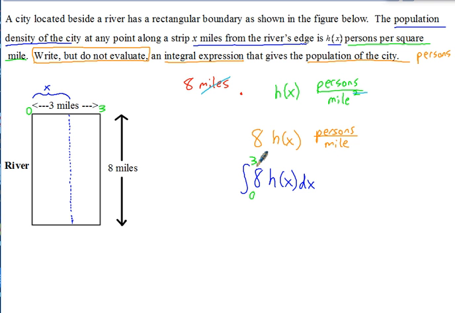And remember, when you integrate, it gets rid of that per whatever it is. So now the units for this would be back to just persons or people, which is what we want, expression for the population of the city. So if we knew what that population function h of x was, this integral would give us what the population of the whole city is.